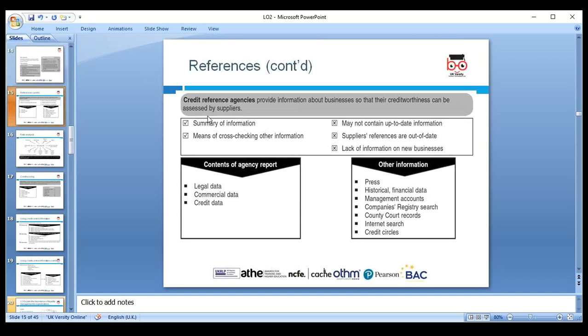So a credit reference provides information about creditworthiness and assesses the suppliers. That's all we need to look at: the content of agency reports and other information like press, historical financial and management accounts. All this information helps us make the decision properly, whether we grant the credit or not grant the credit to the individual. Any questions up to now, please?